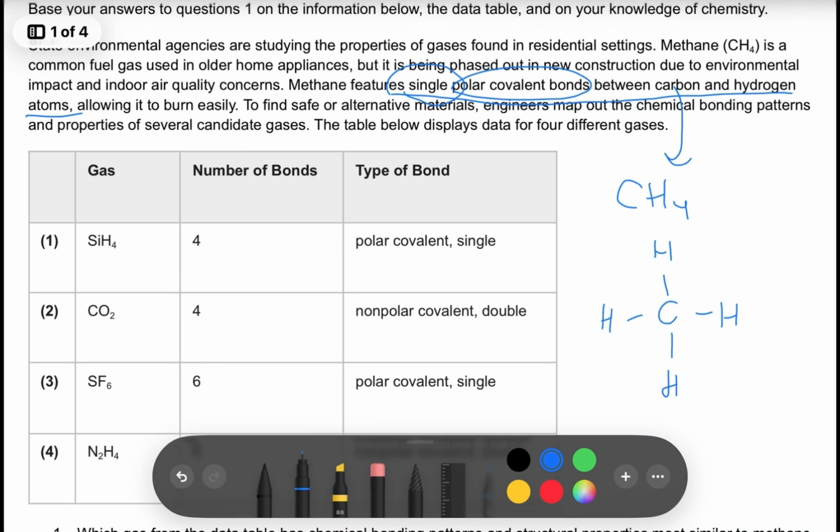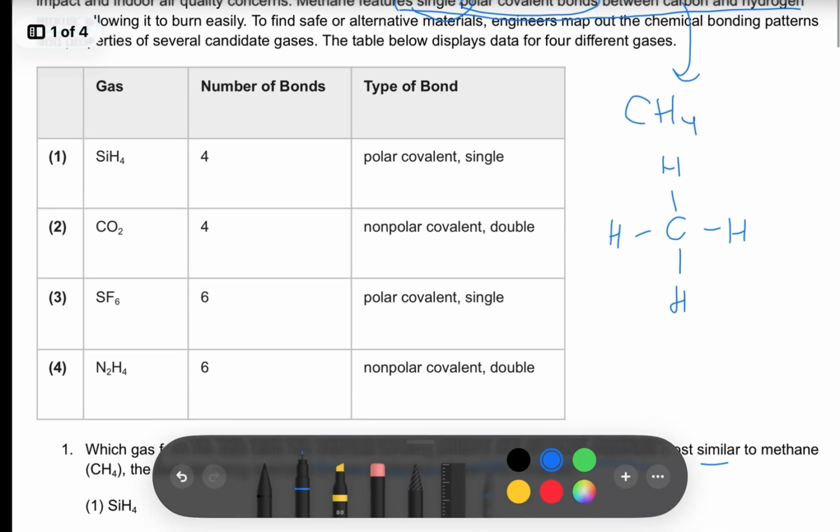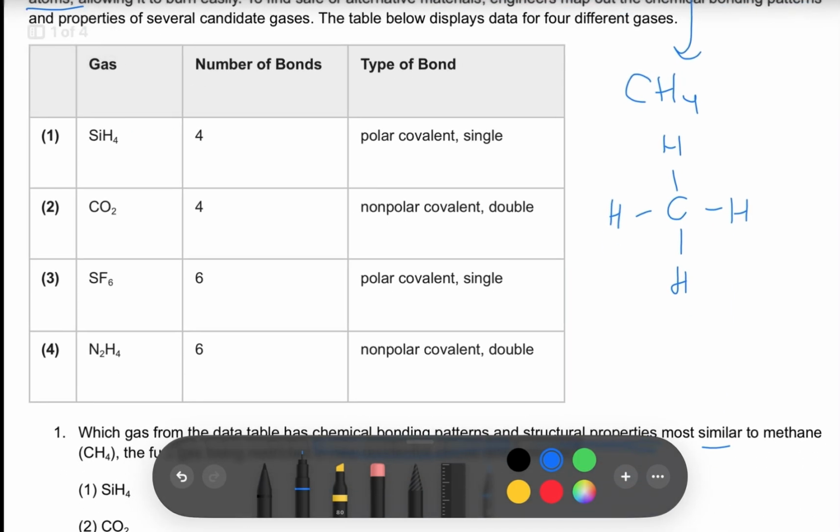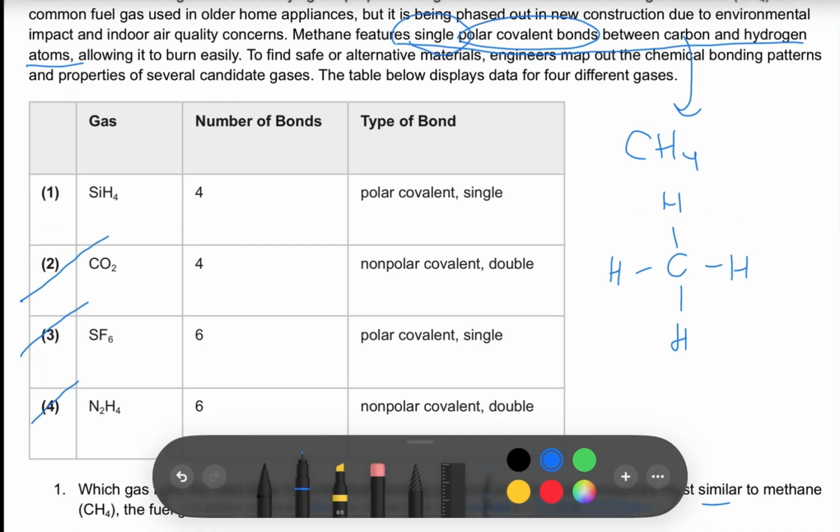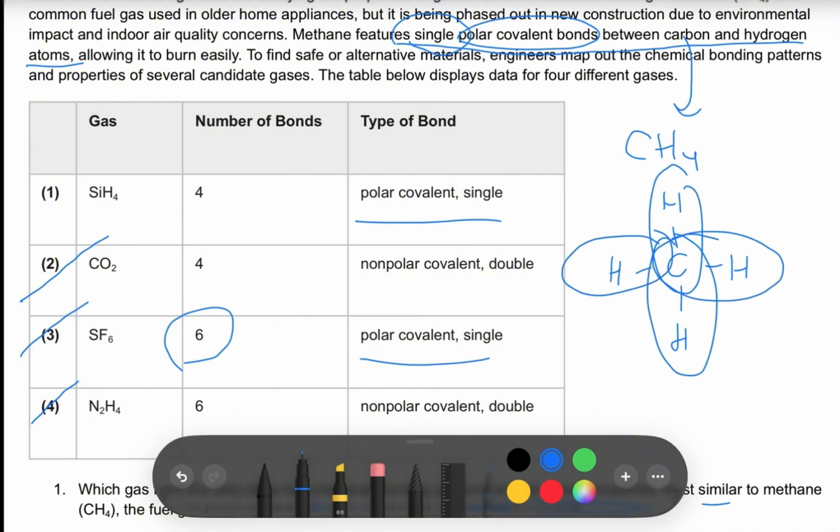Well, the text told us it's single and polar covalent. So if we look at the type of bonds, we can eliminate 2 and 4 because these are nonpolar, and we can eliminate 3 because even though the type of bond is the same, this one says it has 6 bonds, but methane has 4 bonds. 1, 2, 3, 4. So the answer is 1.